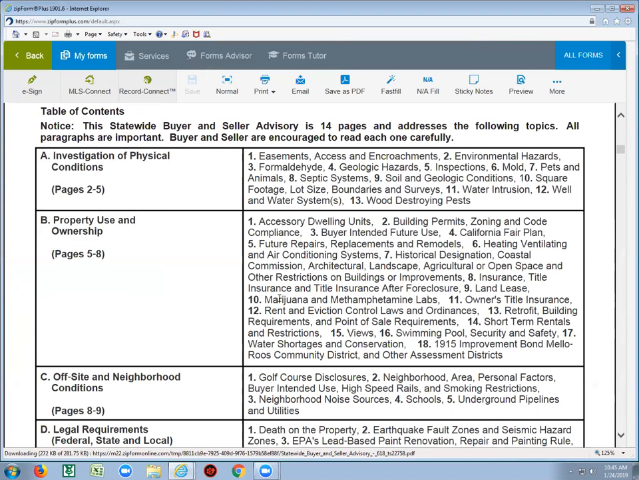California FAIR Plan. What's that? What's called a California FAIR Plan? What does it sound like? Have you ever heard about it? What's a California FAIR Plan?